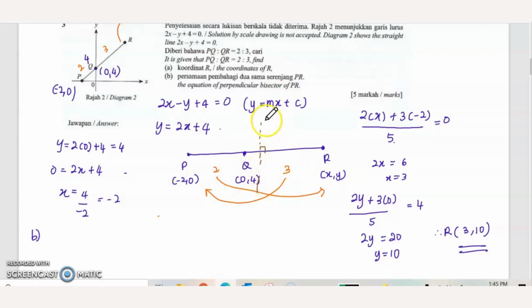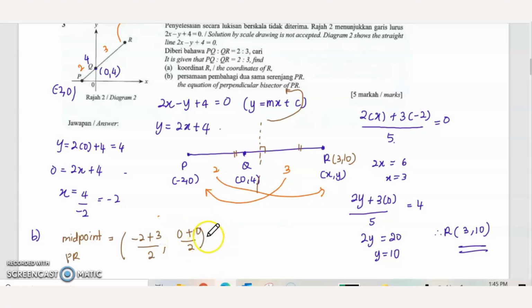That is the line of perpendicular bisector. Okay, dia akan bagi sama besar lah, kiri dan kanan. Okay, so first thing first is you kena buat ialah you kena cari midpoint of PR. Okay, midpoint PR. So, kita akan dapatkan midpoint PR which is negative 2 plus 3. So, point R tadi ialah 3, 10. Okay, negative 2 plus 3 divided by 2, and then 0 plus 10 we divide by 2.